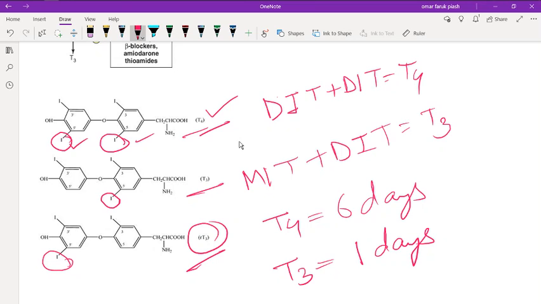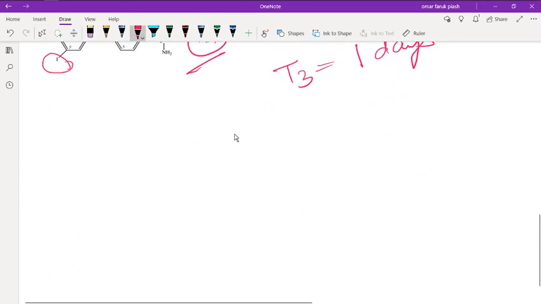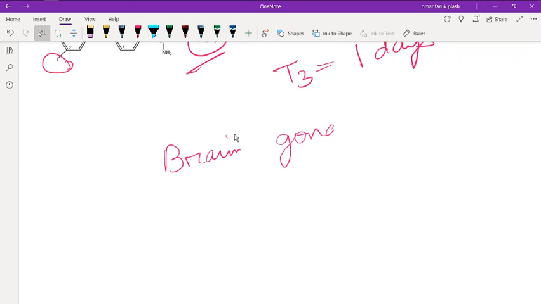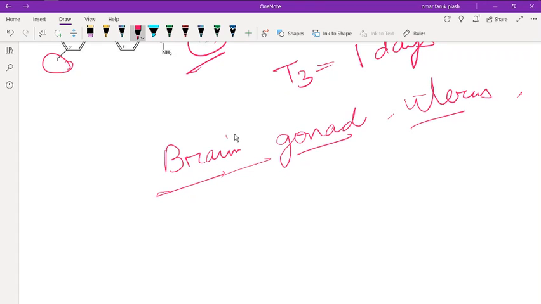And there are some unique things done by the thyroid. There are some organs, the brain, gonad and uterus. Except these three, all the other cells' biological activity is determined by this thyroid hormone, that means thyroxine.